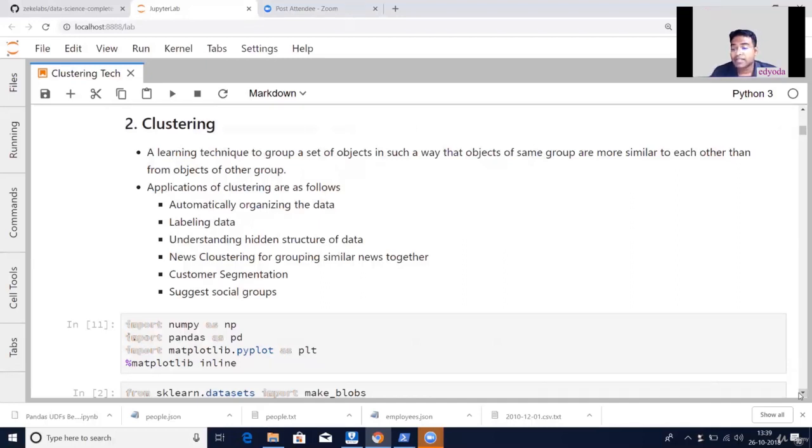It allows you to automatically organize the data. For example, you want to do some machine learning on the data and you don't have any labels. If you want to label the data, you can use clustering techniques to see if your clustering methods can group similar data together, on which you can do your labeling activity. It also helps us in understanding the underlying structure of the data. As I explained earlier, it can be used for customer segmentation.